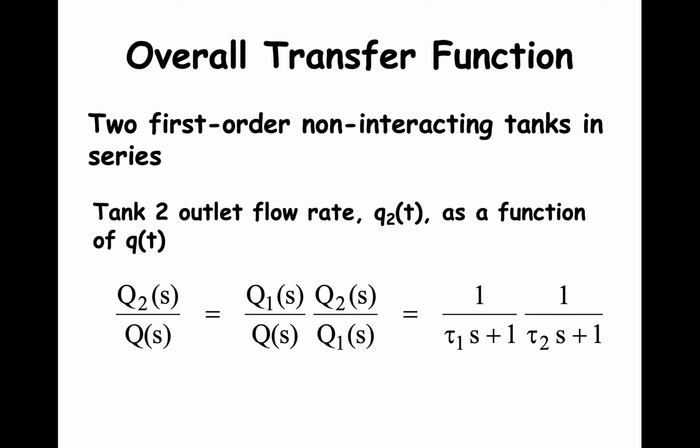If we want to find the fluid flow rate from Tank 2 in relation to the inlet flow into Tank 1, which is Q, we multiply the appropriate transfer functions in series. So to find the transfer function Q2 over Q, we multiply the transfer function Q1 over Q times the transfer function Q2 over Q1. The result is 1 over tau 1 times S plus 1 times 1 over tau 2 times S plus 1.